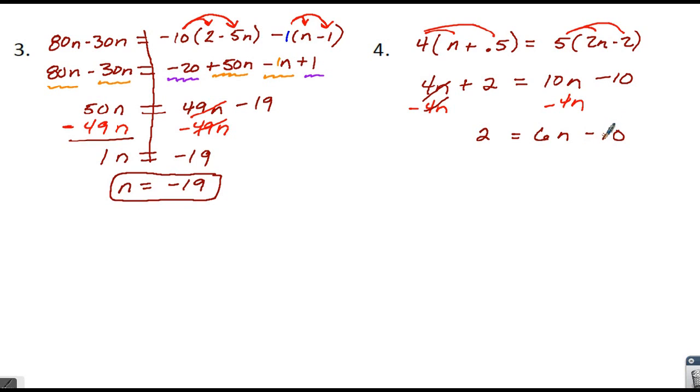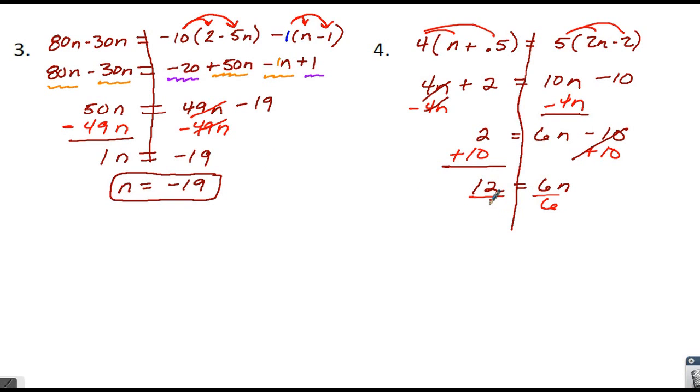We want to move the 10 over, so we want to add 10 on both sides. The 10's cancel, and we are going to have 6n left over, and then 10 and 2 is going to be 12. So again, make sure you're keeping everything nice and straight. So 12 equals 6n, and the last step is to divide both sides by 6. Hopefully you've done enough of this already, or you've seen enough of this that you can follow along. So n is going to equal 12 over 6, which is going to be 2. So there's our answer.